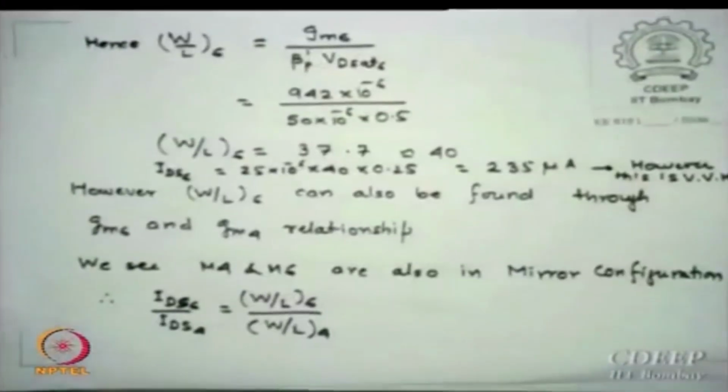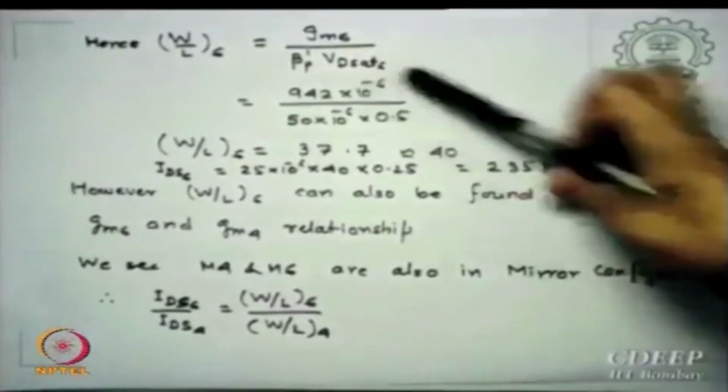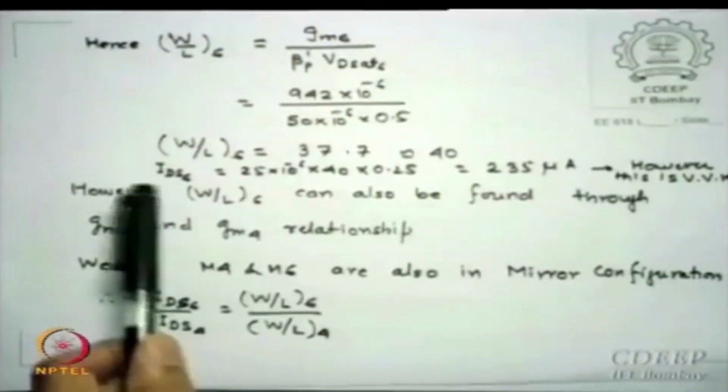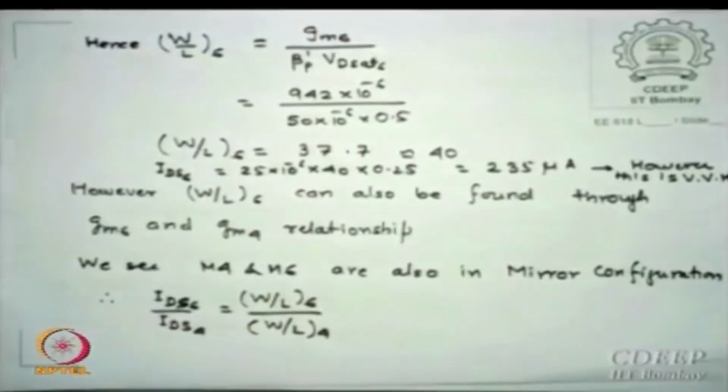So W by L 6 is gm6 upon beta P dash VD sat 6. Substitute, this is 50 × 10^-6, this is 942 × 10^-6. So W by L 6 is 37.67. Now what I am going to tell you is the most worrisome part in design. That's what I am going to tell you, why I am not accepting this value.